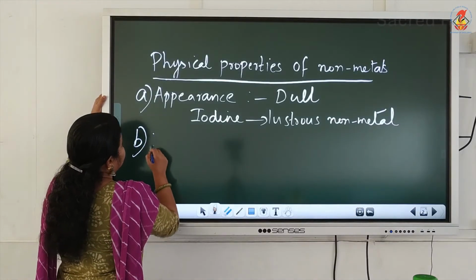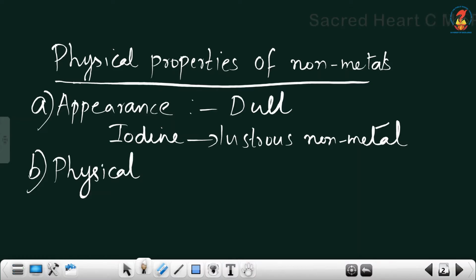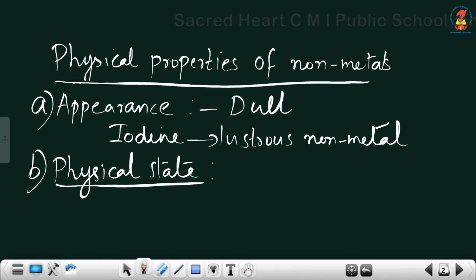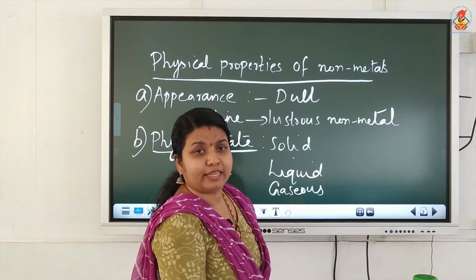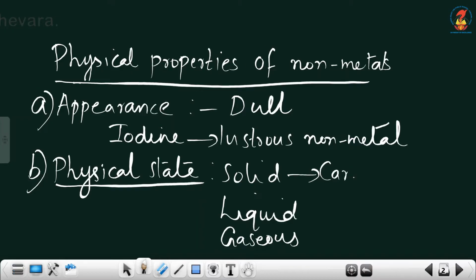Now, second one is physical state. In which physical state do non-metals generally exist? Non-metals can exist in solid state, liquid state or in gaseous state. Solid state examples are carbon and sulfur. So, children, all these are examples of non-metals. These non-metals exist in solid state.